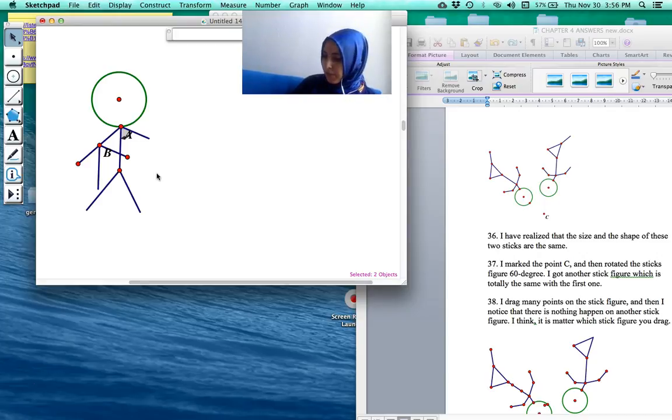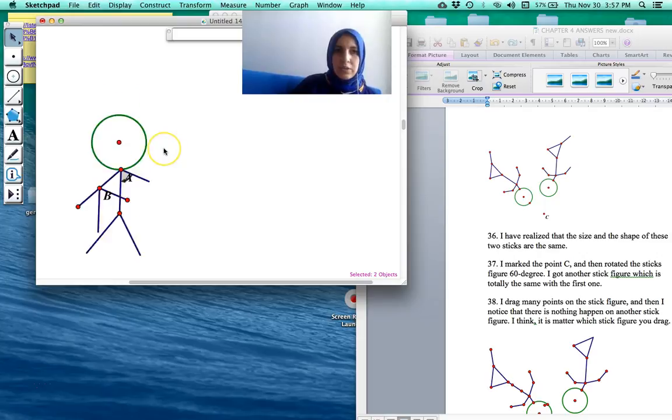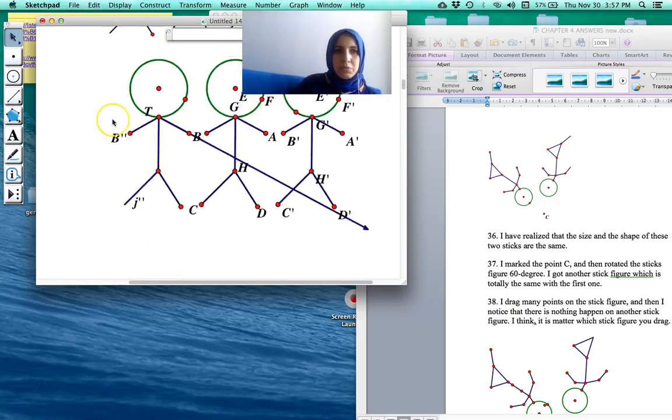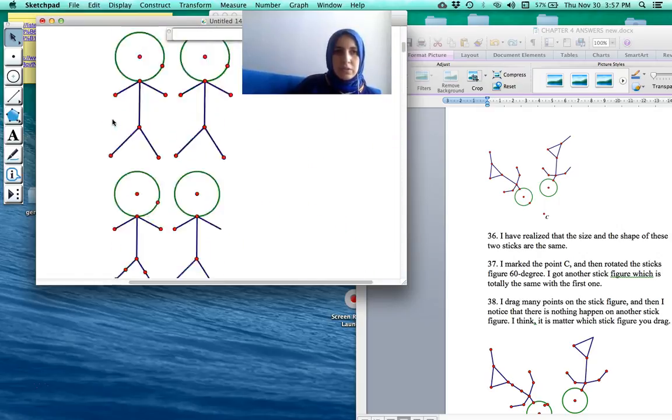Question 17. What do you think will happen when you translate two lines that are parallel to each other? What will be true of the image of those parallel lines? When I translated two lines that are parallel to each other, I see that on the sketch there is just one line which is parallel to the other one. Look at this one. I drew it before.